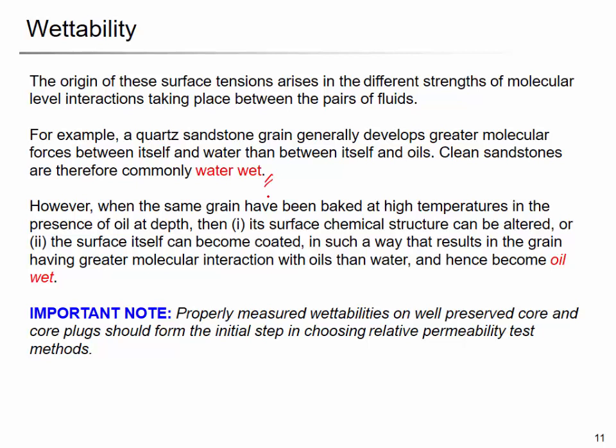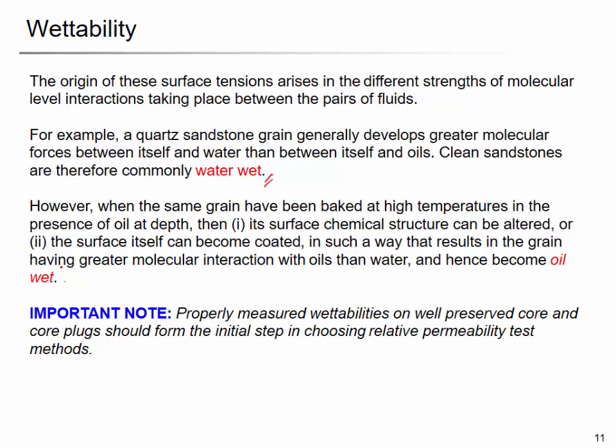And if the same grain has been baked at high temperature in the presence of the oil at depth, then its surface chemical structure can be altered, and the surface itself can be coated in a way that it comes to like the oil more, then it becomes oil wet. So we know that generally the soil grains are hydrophilic, like the glass or clay or the sand or carbonate. They like the water more than the oil, right?